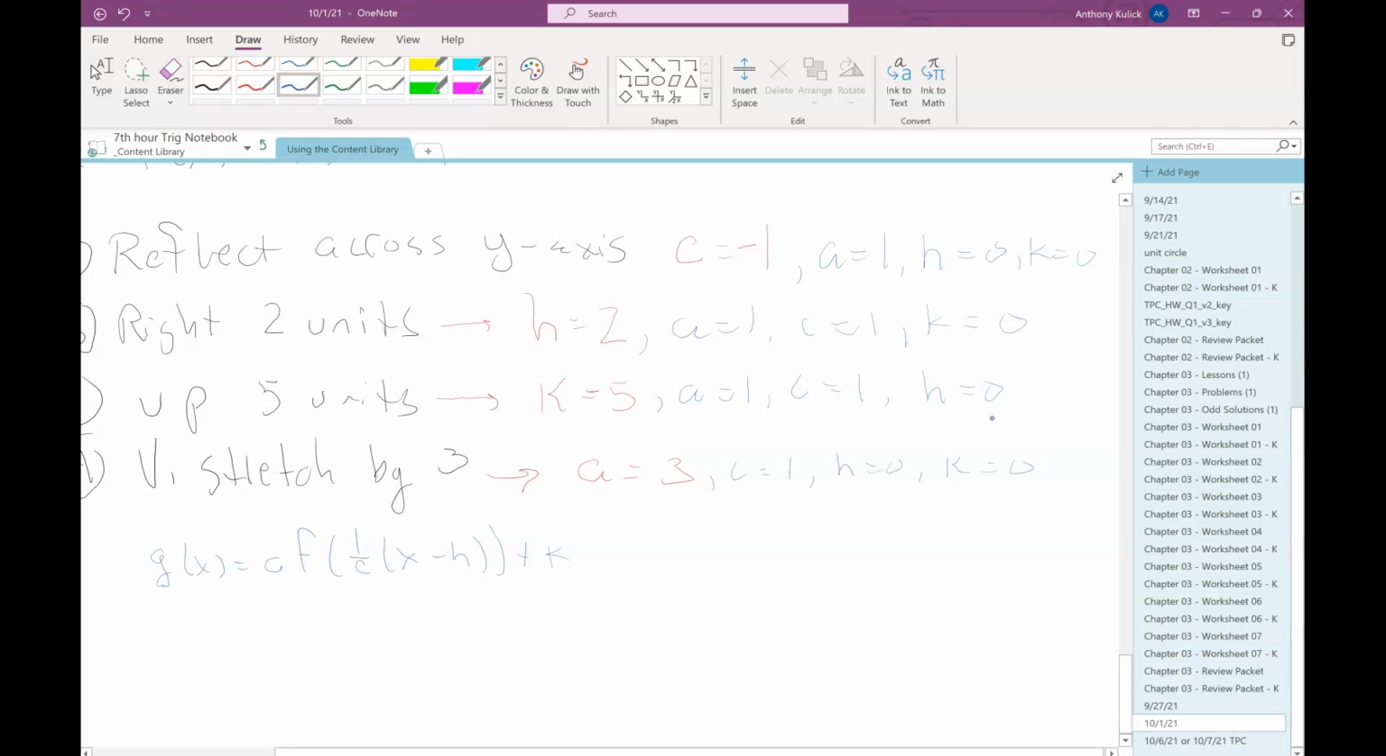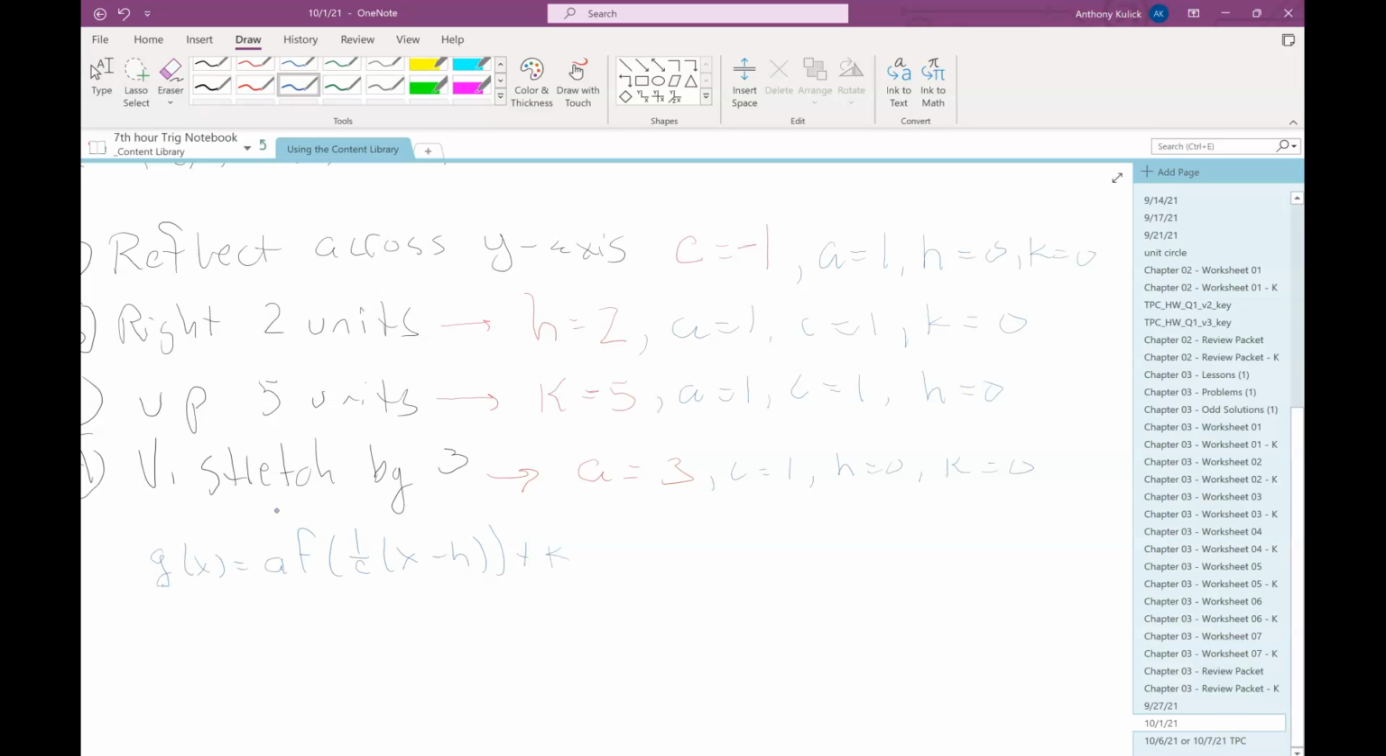Why is A 1 when nothing happens? Well, because A is being multiplied, right? What number do you need to multiply by if nothing happens? 1. Why is C 1? Well, C is being multiplied, right? What do you need to multiply by for nothing to happen?